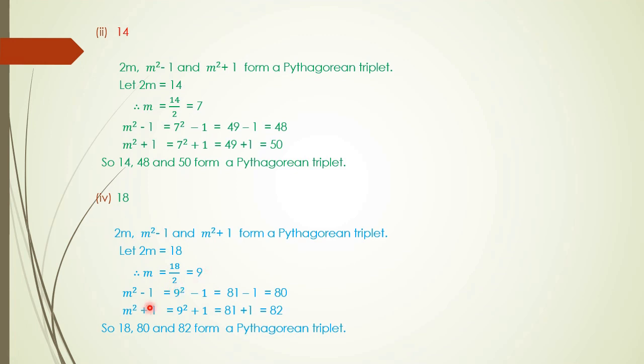Now let us find m square minus 1. m value is 9, so m square means 9 square. 9 square minus 1: 9 square is 9 into 9, 81. 81 minus 1 is equal to 80. m square plus 1 is equal to 9 square plus 1. 9 square is 81, and 81 plus 1 is equal to 82. So our Pythagorean triplet is 2m, 18, m square minus 1, 80, and m square plus 1, 82. So 18, 80 and 82 form a Pythagorean triplet. Okay children.